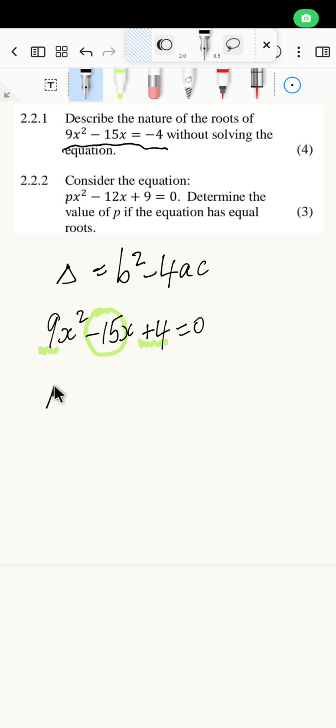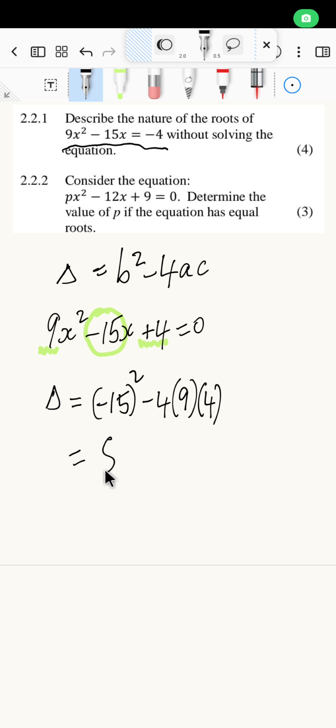So we'll say delta is equal to b squared, so it's minus 15, that's going to get squared, minus 4. The a value is our 9, and our c value is another 4. Great. That's going to go into my calculator, right? So let's not waste time. Just put that into the calculator. 15 squared minus 4 times 9 times another 4. That's 81. All right, so delta is 81.